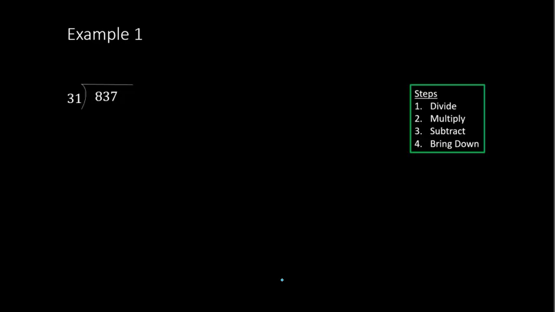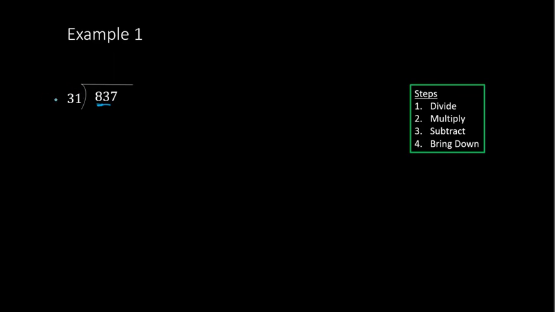Example 1, we have 837 divided by 31. Your steps will be the same as with a regular division problem. We're going to divide, then multiply, then subtract, and then bring down the next number. Here we begin by seeing 8 divided by 31. That doesn't work because 8 is too small, so we extend that to 83. We can do 83 divided by 31. So the question is, how many times does 31 go into 83?